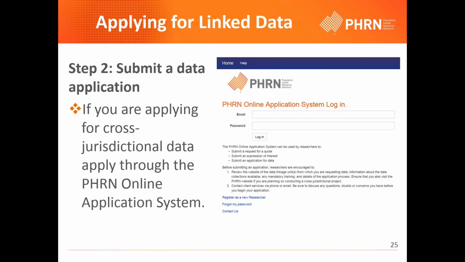So once you've had a look at their website, it's probably best to also contact the client service teams. So for a cross-jurisdictional project, you can contact me, or you can contact any of the data linkage units that are involved in your project. And as I said previously, the data linkage unit contact details are all on the PHRN website. You'll also need to register as a user of the PHRN online application system, and the other researchers in your team who want to be able to view the online application system will also have to register as a user. You'll also need to decide if you want to submit a quote or an expression of interest or an application.